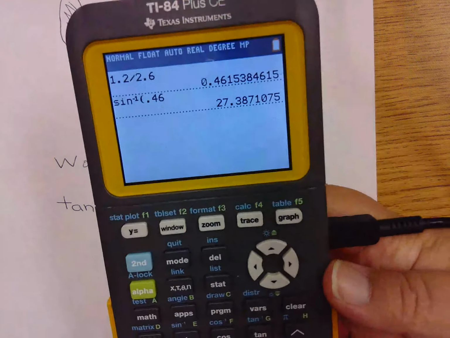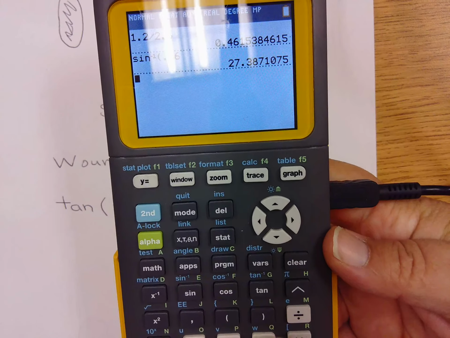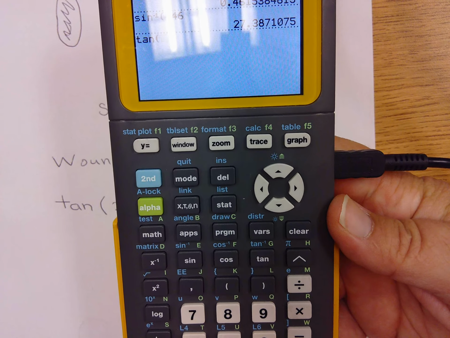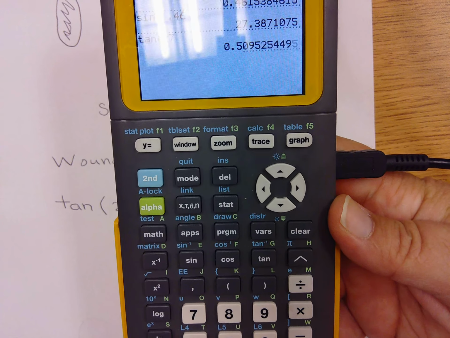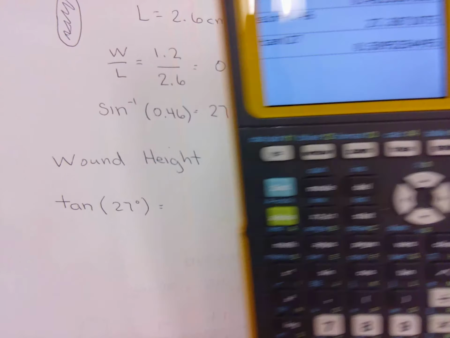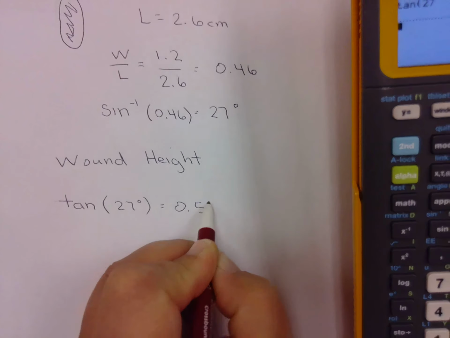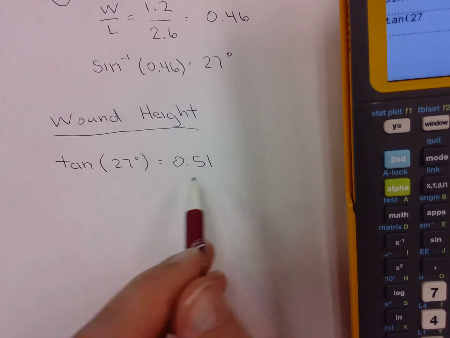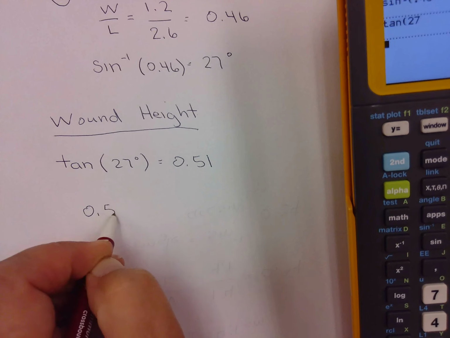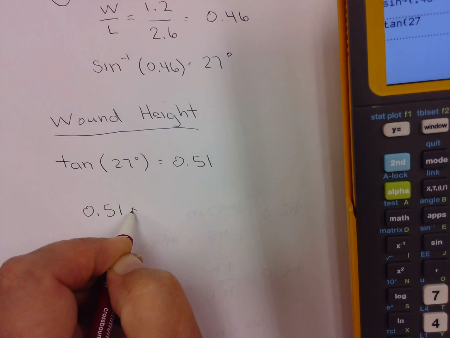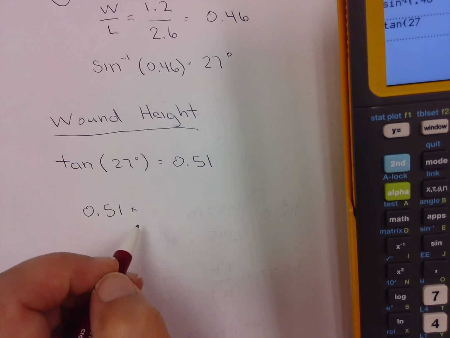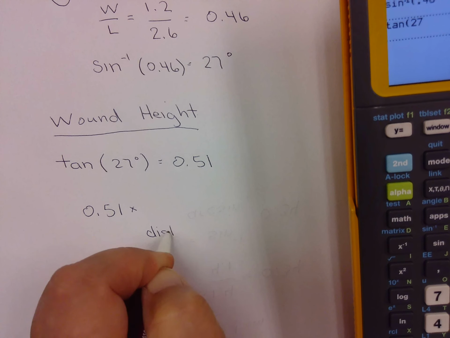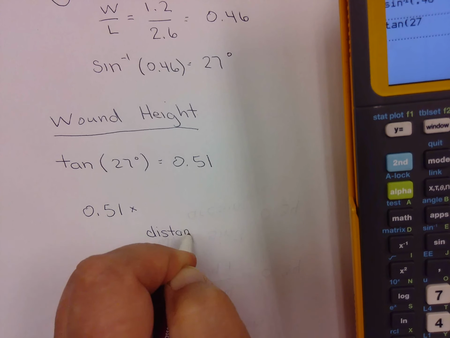Again, that's on your calculator. You click the TAN button right here, tangent of 27 degrees, and you get 0.51. And then the last thing, remember we're doing wound height here, is you take that number, 0.51, and multiply it times the distance in feet that the blood stain is from the victim.